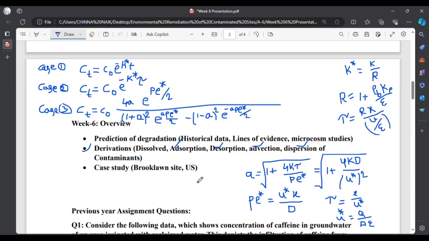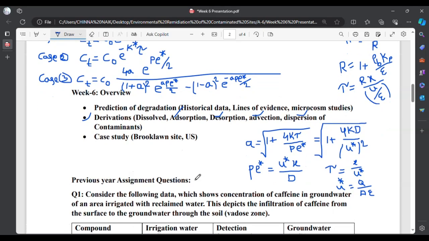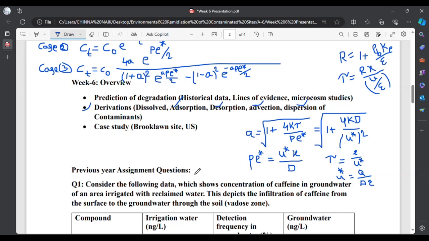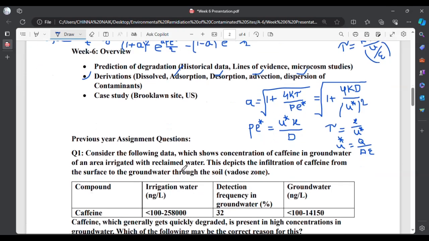That's all about the week 6 overview. We'll move to the previous year assignment questions regarding week 6.